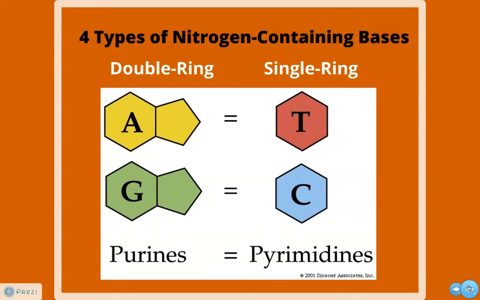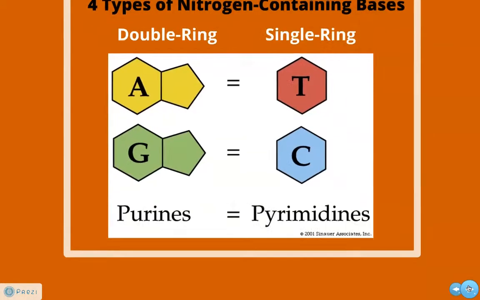And notice how they are classified into 2 categories. Adenine and guanine are called purines because they have a double ring structure. Notice that they each have one hexagon and one pentagon. On the other hand, thymine and cytosine are called pyrimidines because they only have one ring.